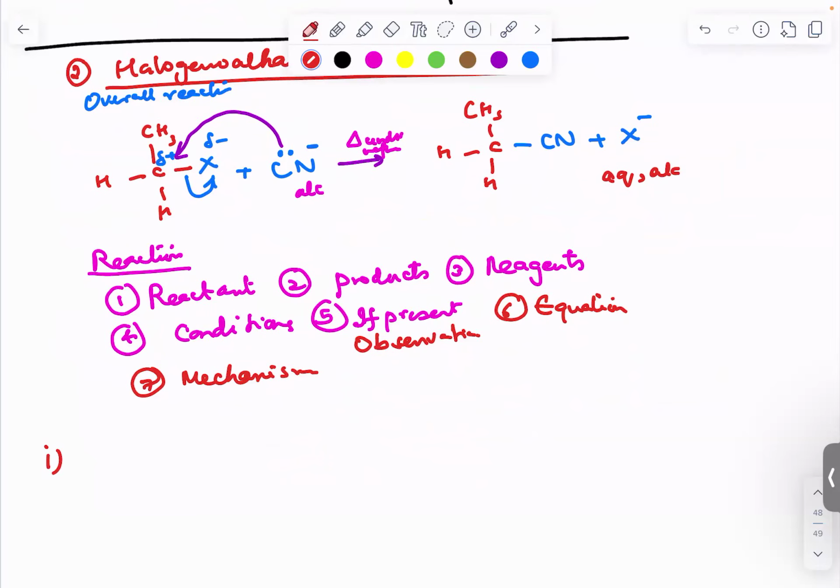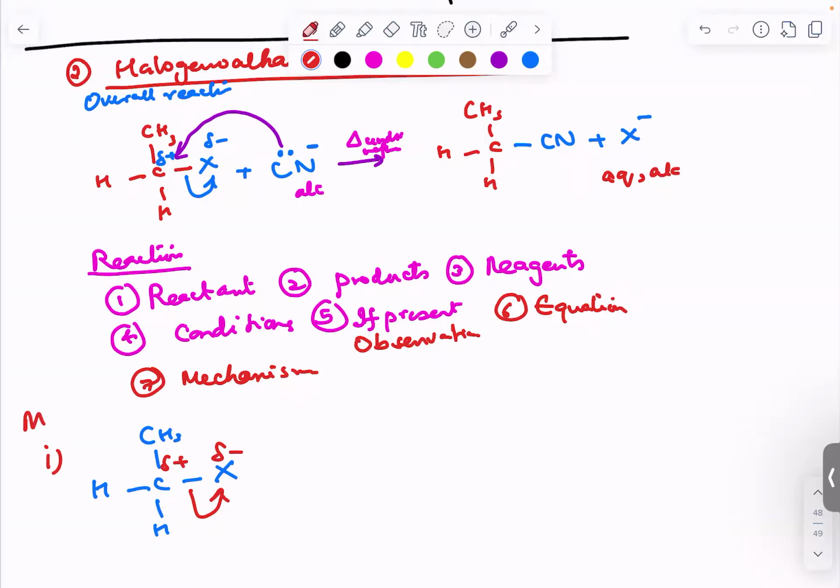Would it be CH bonded to CH3, H, and H bonded to X? Well done. And then X is delta negative, carbon is delta positive, okay, yes. This would be broken. What should I write next?